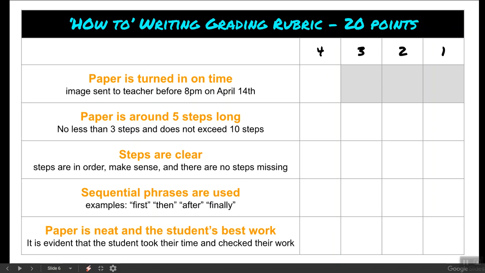And the last expectation that we have is that your paper is neat and it's your best work. This should be your final draft that you're turning in, not a rough draft with erased words and erased steps. If you are making changes, please do it on a brand new piece of paper so that when you turn your assignment in, it's your best work. So total, if you do all 5 of these things, you could get up to 20 points. This assignment is worth 20 points.